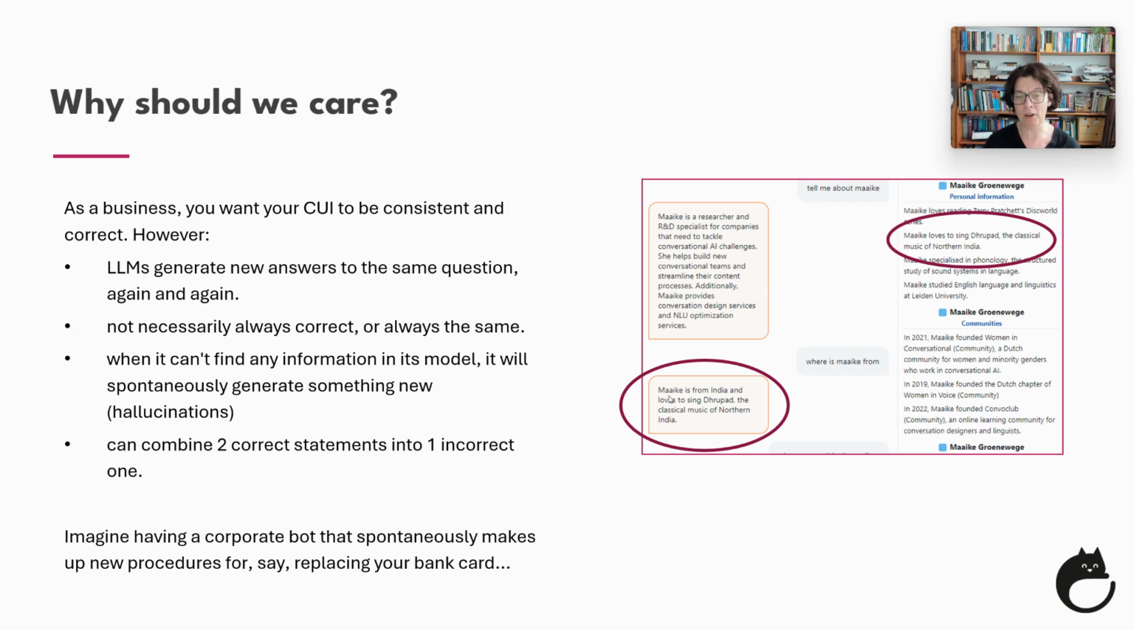Well, imagine having a corporate bot that spontaneously makes up new procedures for, say, replacing your bank card. And when I created this slide, which is quite a while ago, to be honest, I was like, yeah, that's not going to happen, right? But we do have LLM based bots now in the wild with serious companies who are giving away cars, who are kind of giving away money. So it is actually a real risk nowadays.